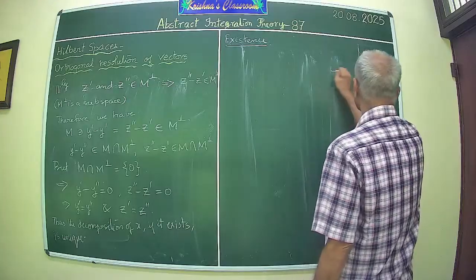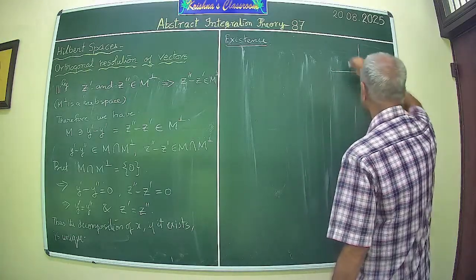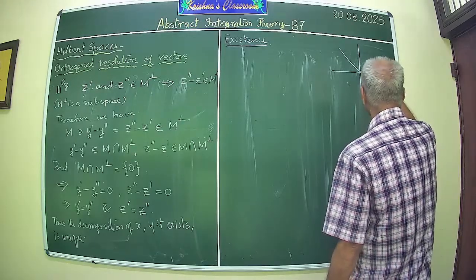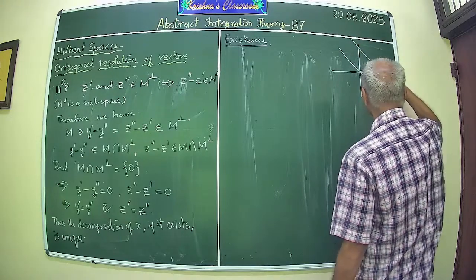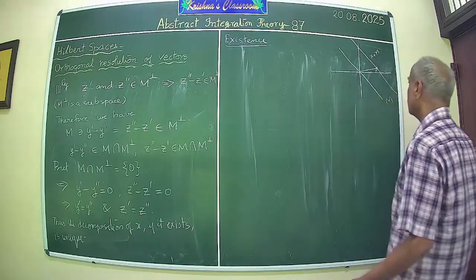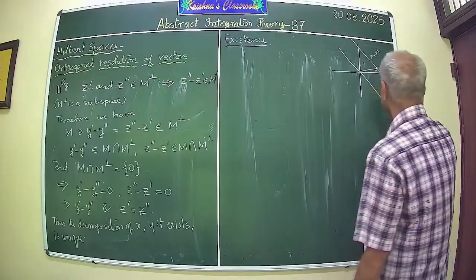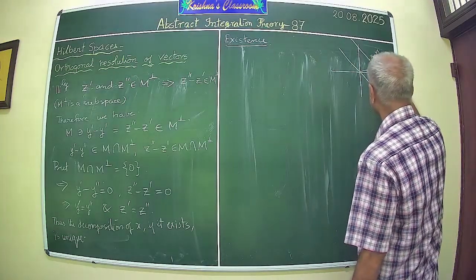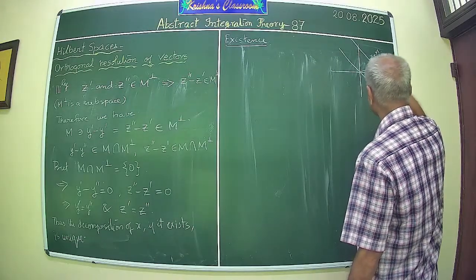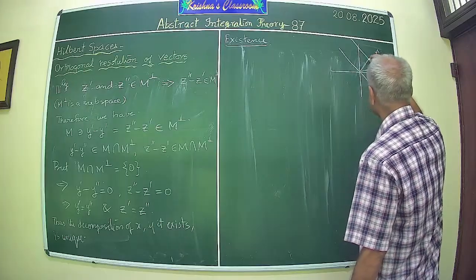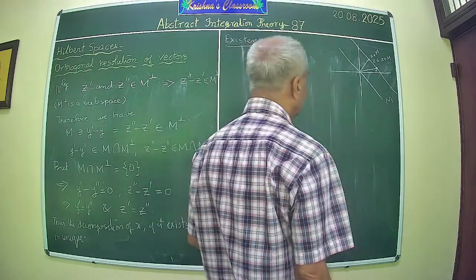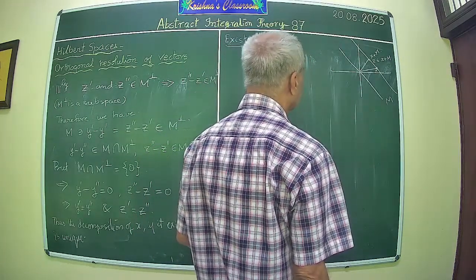Let us recall the picture that we have. This is your M, this is your X, and there is the coset X plus M. Now what we do is, we identify Z belonging to X plus M such that norm Z is minimum among all elements in X plus M.